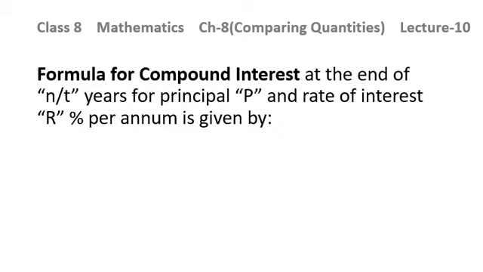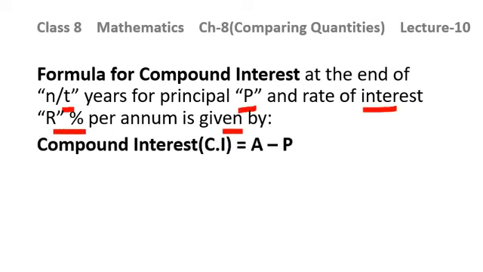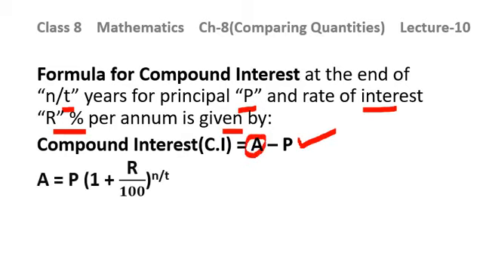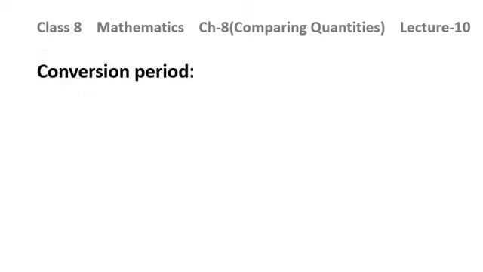Now, coming to the formula for compound interest. At the end of N or T years, you can take either N or T, for principal P, with rate of interest R% per annum, compound interest is equal to amount minus principal. But we need to know this amount. What is the formula of this amount? Amount is equal to principal, bracket 1 plus R over 100, raised to the power N or T. You can write either N or T.